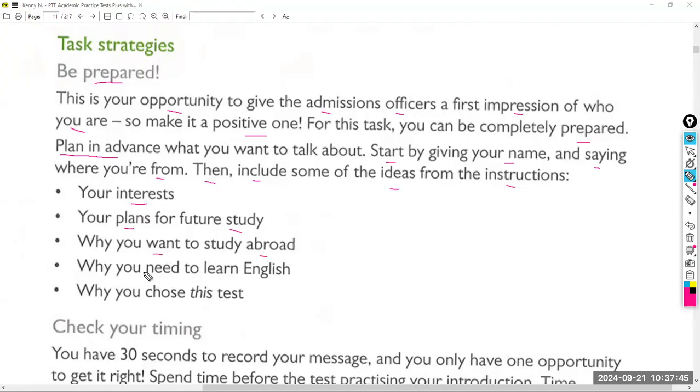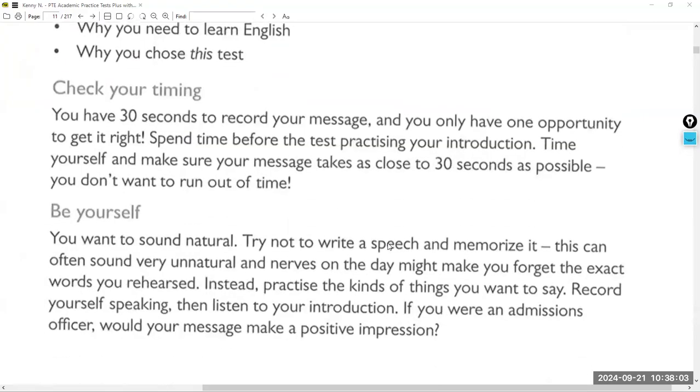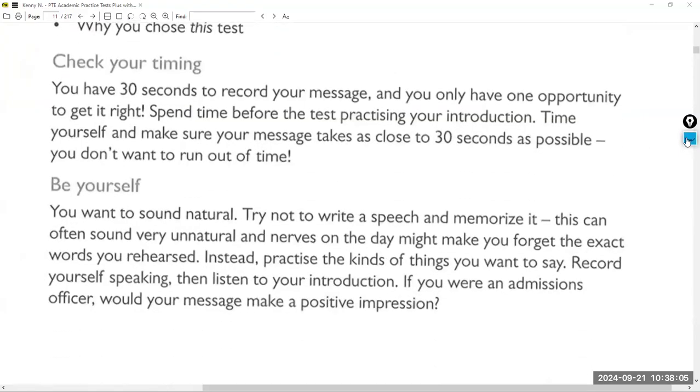Then the question of the reason why I need to learn English. And finally, the reason I chose the PTE exam. Okay, absolutely, I have to be ready. So I have to check my time. As I told you, I have to answer all the questions, please, Dalia, in 30 seconds.